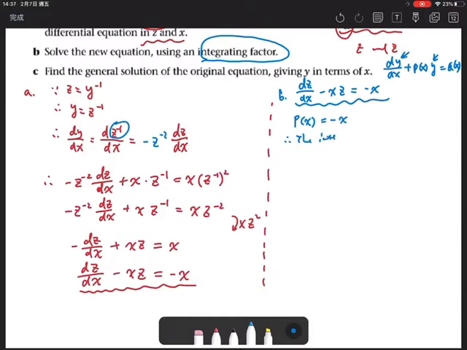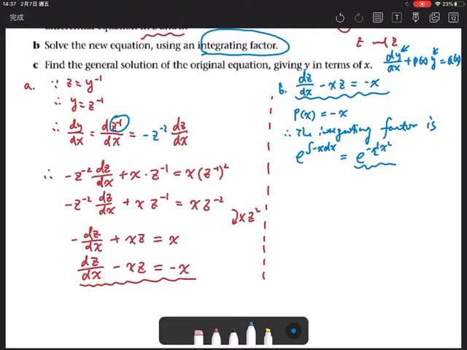So the integrating factor is e to the power of the integral of negative x, which is e to the power of negative 1 over 2 x squared. Here we don't need to add the constant, as we have proved before. It is not necessary, although formally in calculating an indefinite integral you should add a constant. So this is the integrating factor.